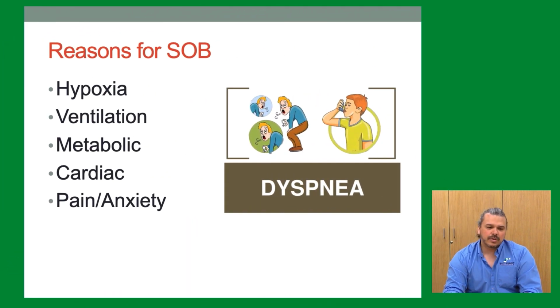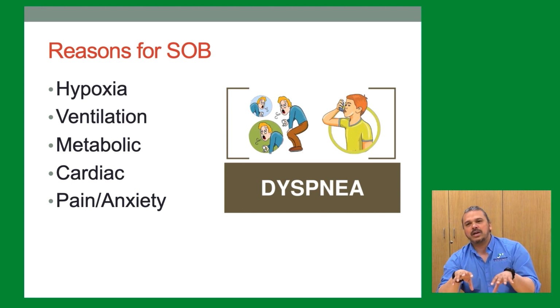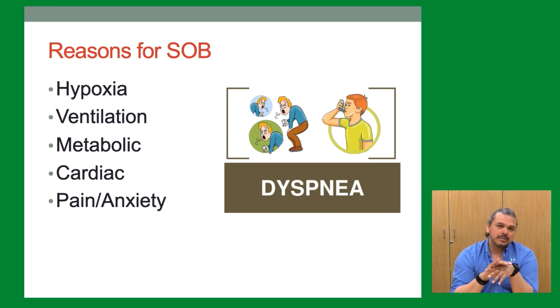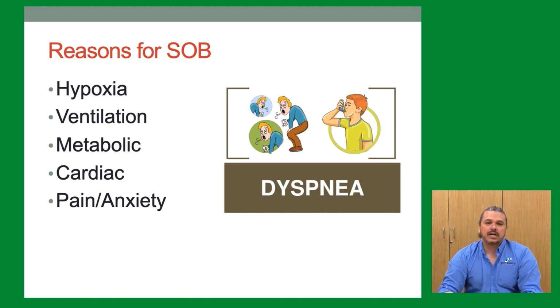Let's go over reasons for shortness of breath. There's a lot of different ways that patients will present. Why are they having this shortness of breath? Why are they having dyspnea? Is it because they're hypoxic? We check their SAT, they're in the 80s, and they're turning blue. We know what to fix. Is it because they're not ventilating properly? A patient who has pneumonia, COPD, asthma, they're not moving that CO2 properly. What can we do to help them? And we'll know how to fix that.